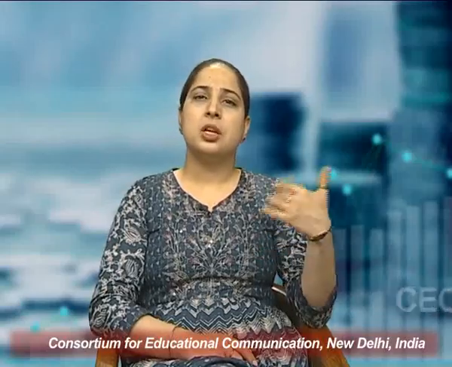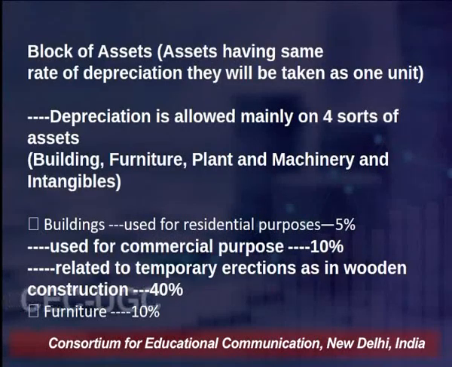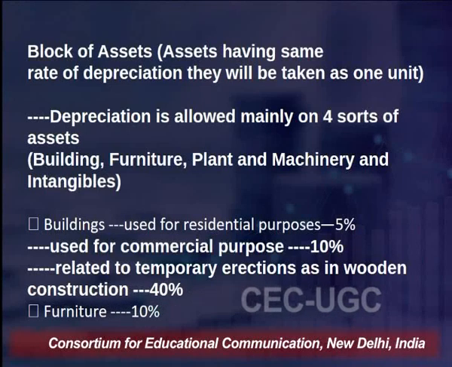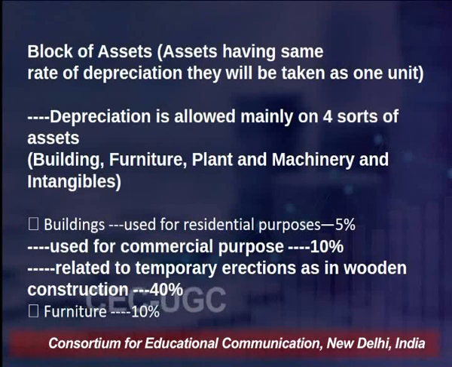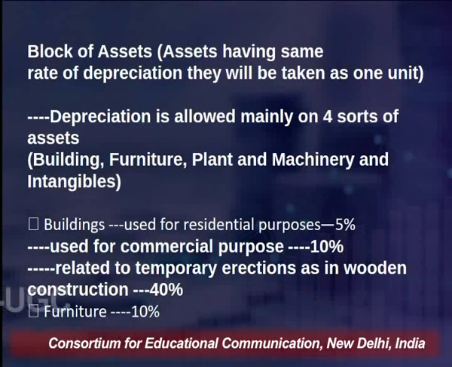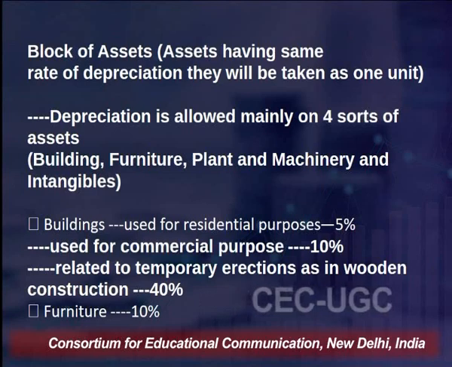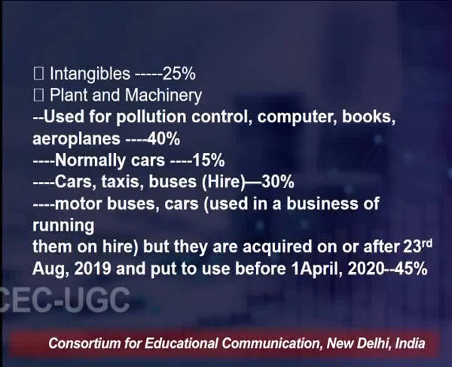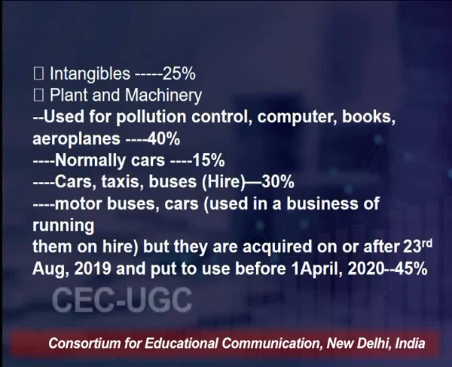Further, we have different segments wherein the rates differ. For example, the building. If a building is used for residential purpose, the rate of depreciation will be 5%. If the building is used for commercial purpose, the rate increases to 10%. Similarly, if it relates to any temporary erections, for example any wooden construction, a sort of temporary shelter, the rate of depreciation would be around 40%. Similarly, for furniture it is 10%, and for intangibles it's 25%, right?